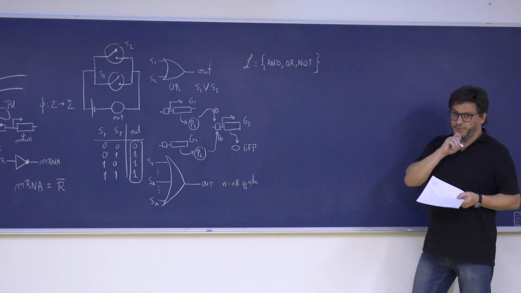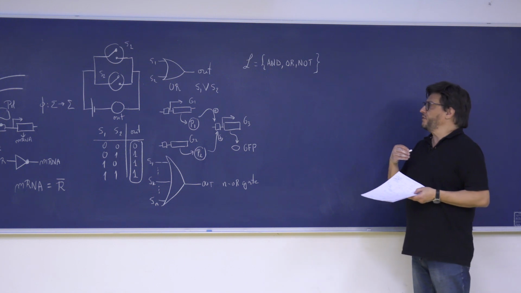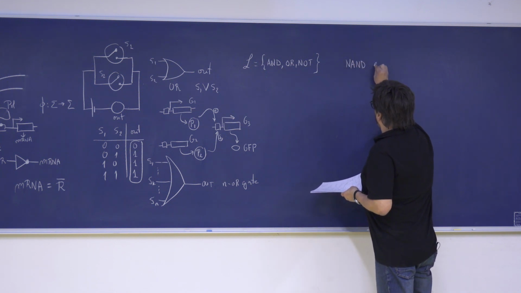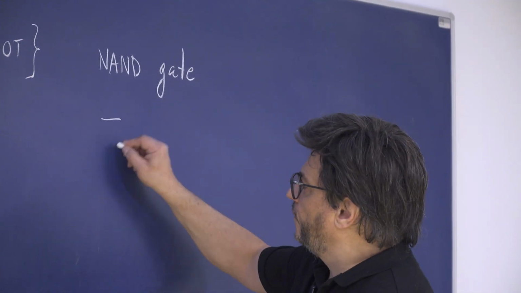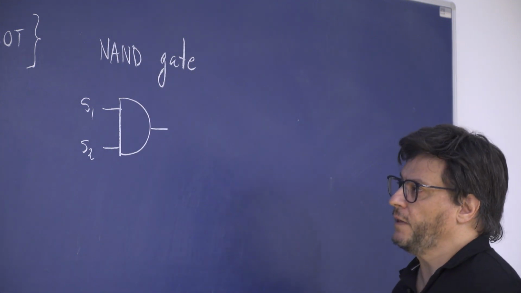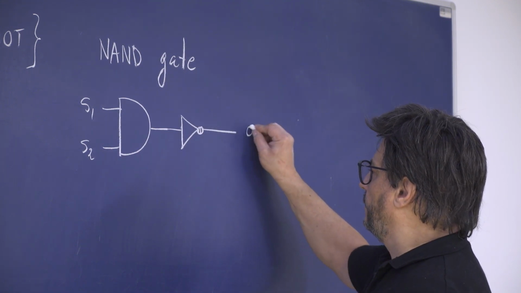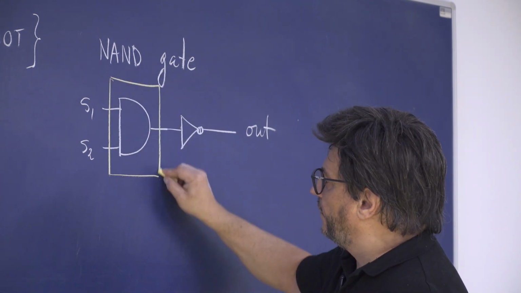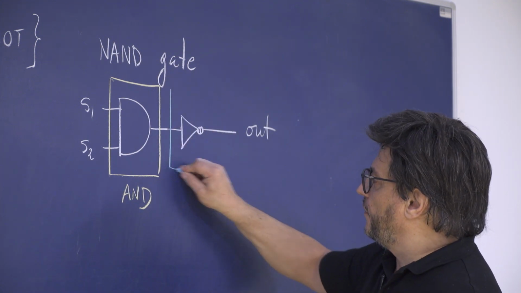There are 2 gates that are important to define because they have relevance for many reasons. One is the NOR gate and the other is the NAND gate. Let's start with the NAND gate. The NAND gate is obtained by combining two gates. One is an AND gate, the second is a NOT gate. So this is your first combinatorial circuit. This is the AND gate that we know, and this is the NOT gate.